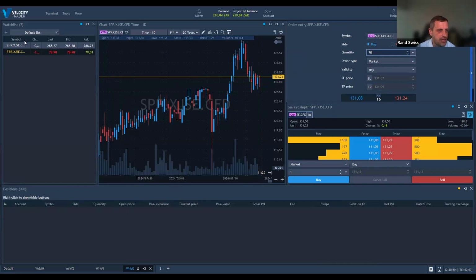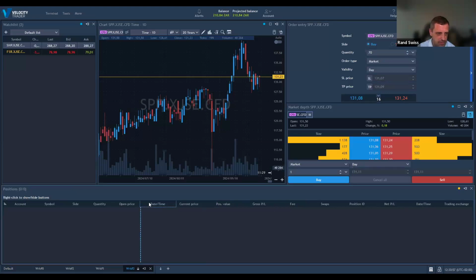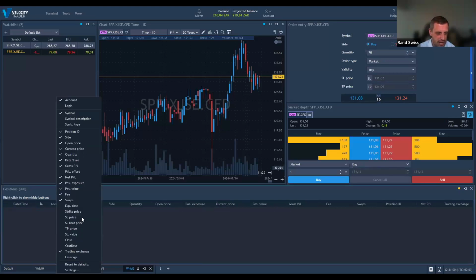And just like your watch list, you can edit these columns. You can even move them around. So for instance, I like to have the date. The date shows the time that the trade was opened. Account, you don't need the account. You know it's your account, so you can remove that. Position ID, you don't need. Side, I usually like to leave. Side is, are you long or are you short, as I explained earlier. Open price, that's the price at which you bought the share.